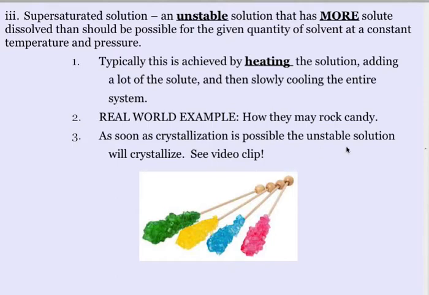The real world example is basically how they make rock candy, and that's one of the major ways they do it. There is a video clip you're going to watch. It's really cool. It looks like just a regular solution, and then they put one little tiny seed crystal in, and it's supersaturated and you don't know it, and it totally crystallizes in like 5 seconds. It's pretty interesting.